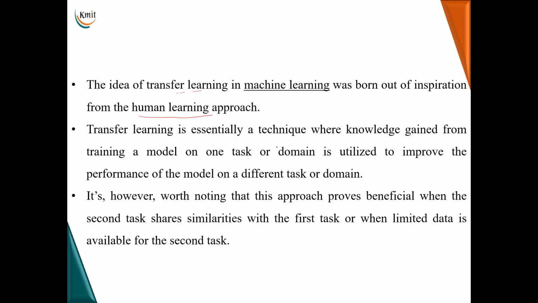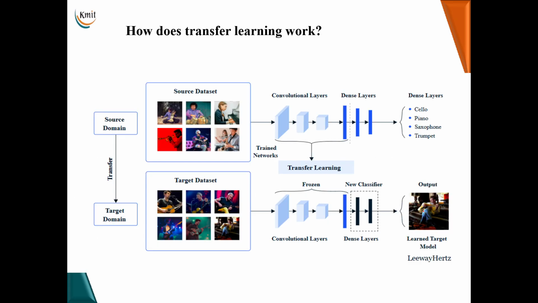So, transfer learning is essentially a technique where knowledge gained from training a model on one task or domain is utilized to improve the performance of the model on a different task or domain. It is, however, worth noting that this approach proves beneficial when the second task shares similarities with the first task, as you have seen in the previous slide example, where riding a bicycle is similar to riding a motorbike, or when limited data is available for the second task. To understand how transfer learning works, let us look at the figure.